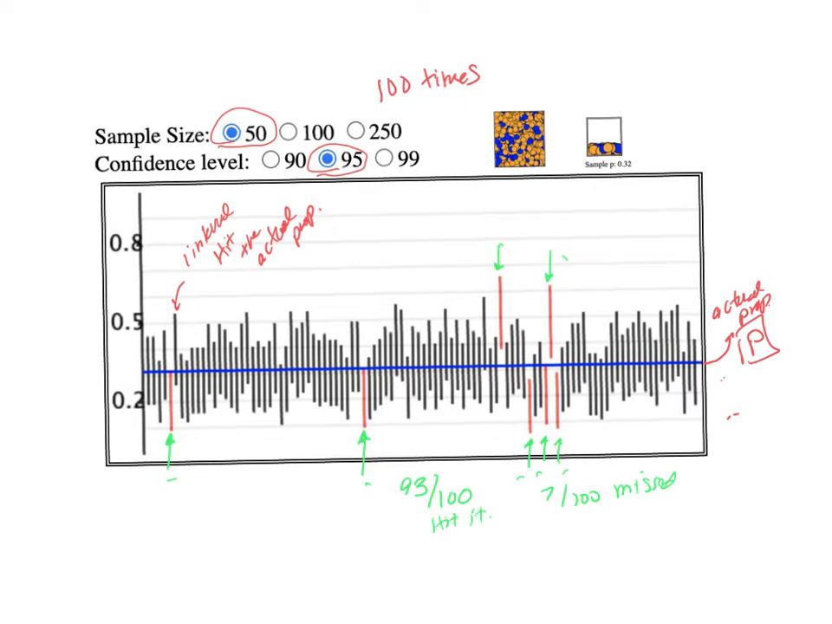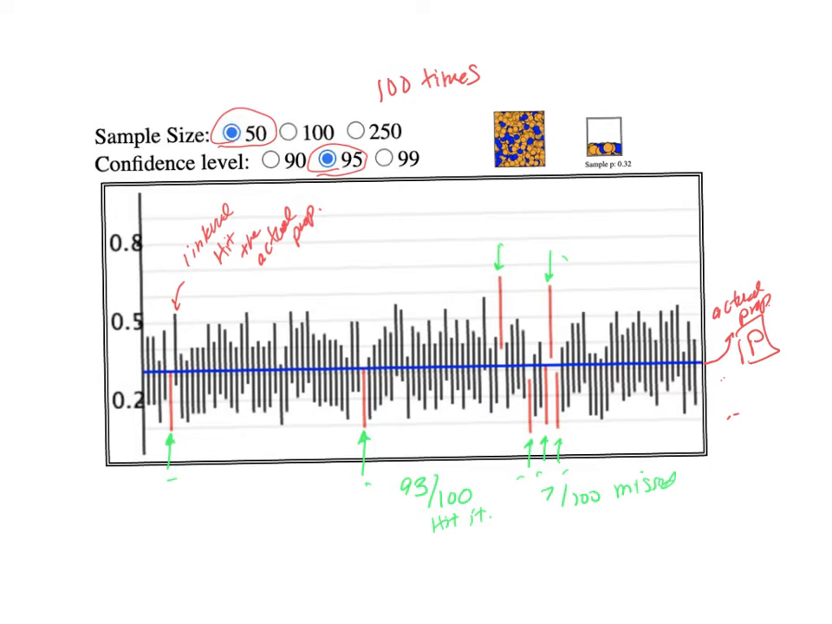Now we said we were 95% confident. But remember, it doesn't mean that every 100 intervals will exactly have 95 of them that hit it. That's in the long run that should happen. So sometimes, like in this case, only 93 of them hit. Maybe the next time, 97 of them would hit, etc. But notice, even the ones that missed were pretty close.